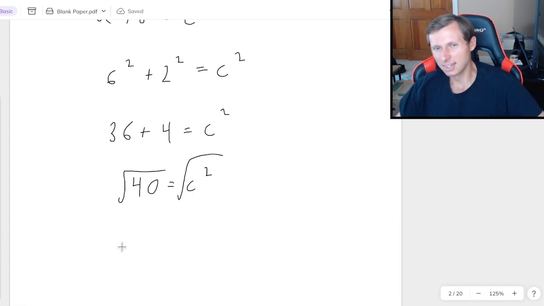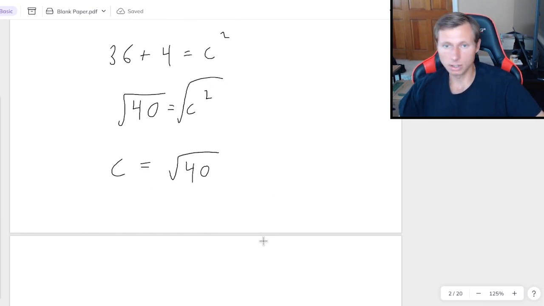And so now, c is going to equal the square root of 40, which if you have a calculator, you can plug it in. But if you don't have a calculator, we need to know how to reduce this, which I have another video on how to reduce square roots. You can check that out.